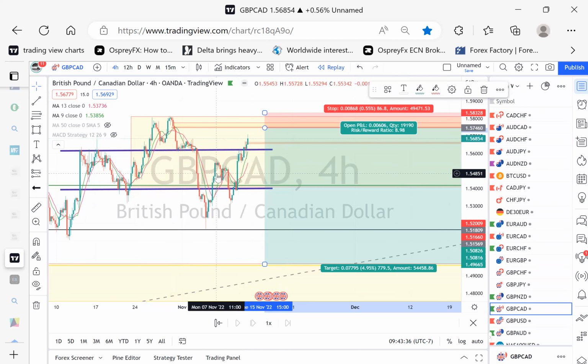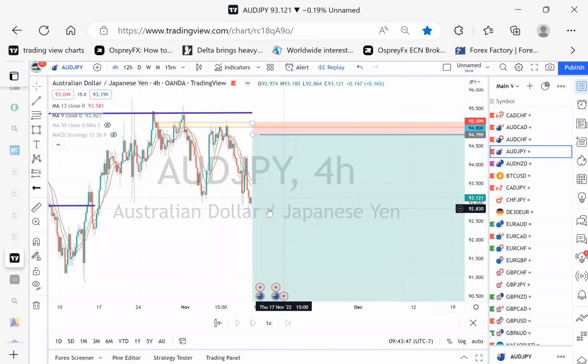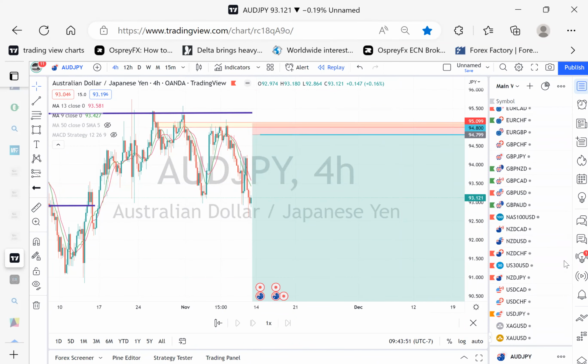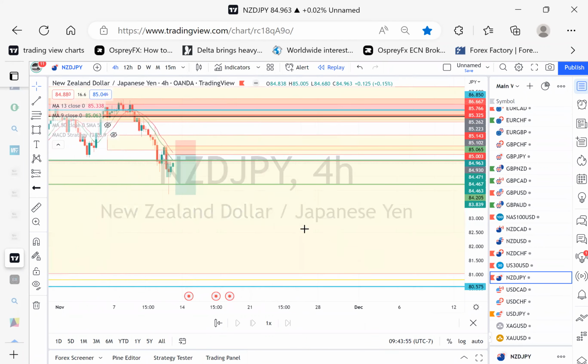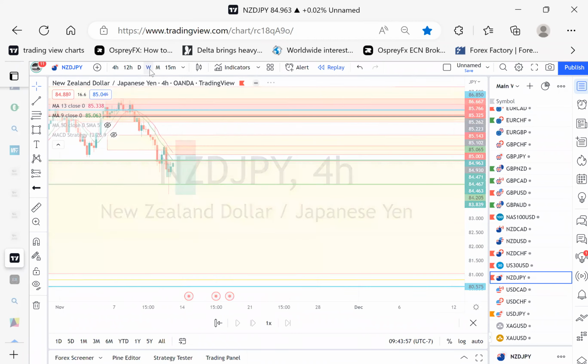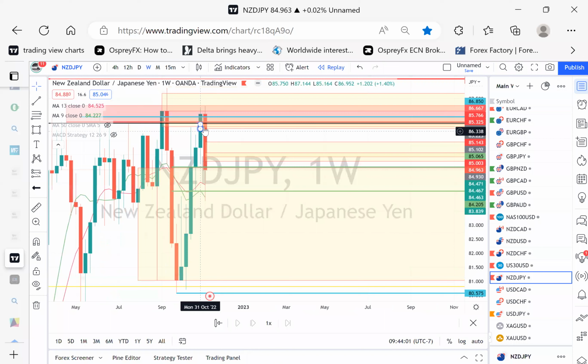I know I got GBP CAD pulled up, but I can do the same thing in AUD JPY. This is going to be a beautiful setup, man. NZD JPY, I made a little money on that the other night. All of these setups are going to give us the exact same opportunity, right? This is going to sell.